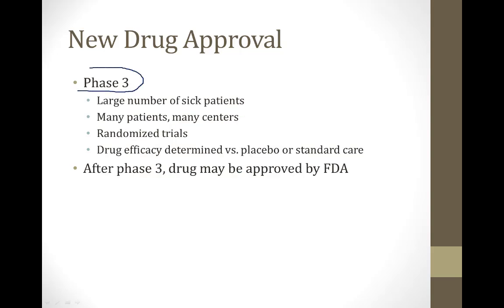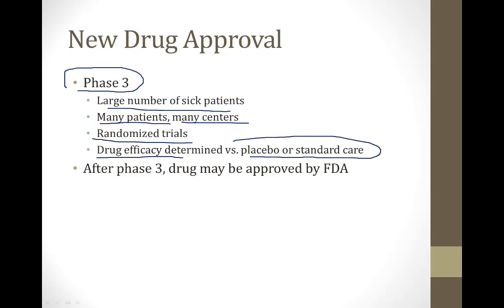Phase 3 are the big clinical trials that are done before a drug hits the market, usually a large number of sick patients, usually lots of patients in many different centers. These are usually randomized, and the key thing you want to know here is how effective the drug is compared to placebo or whatever the standard care is. And if your phase 3 trial goes okay, then you can apply for and potentially receive FDA approval. And you can imagine that all this testing takes a lot of time and costs a lot of money, and this is why it is generally large drug companies that are able to bring these things to market. It's very hard for a small researcher to do this on their own.